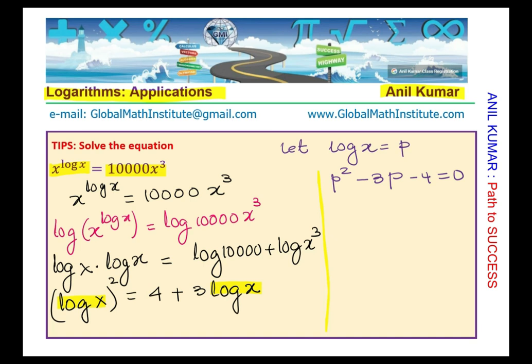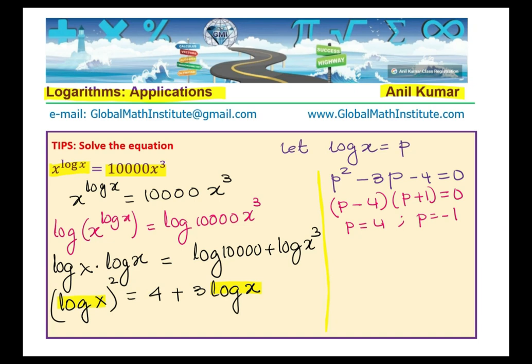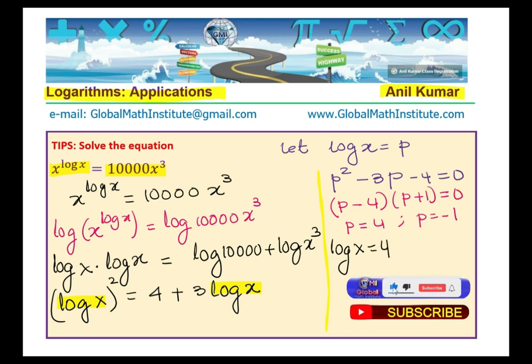Minus 4 means 4 times 1, 4 negative. So we can factor this as p minus 4 times p plus 1 equals 0. That gives us two possible solutions, p equals 4 and p equals minus 1. Now, what is p? P is log x to the base 10, right? So, we can now rewrite p as log of x equals 4 and p as log of x equals minus 1.